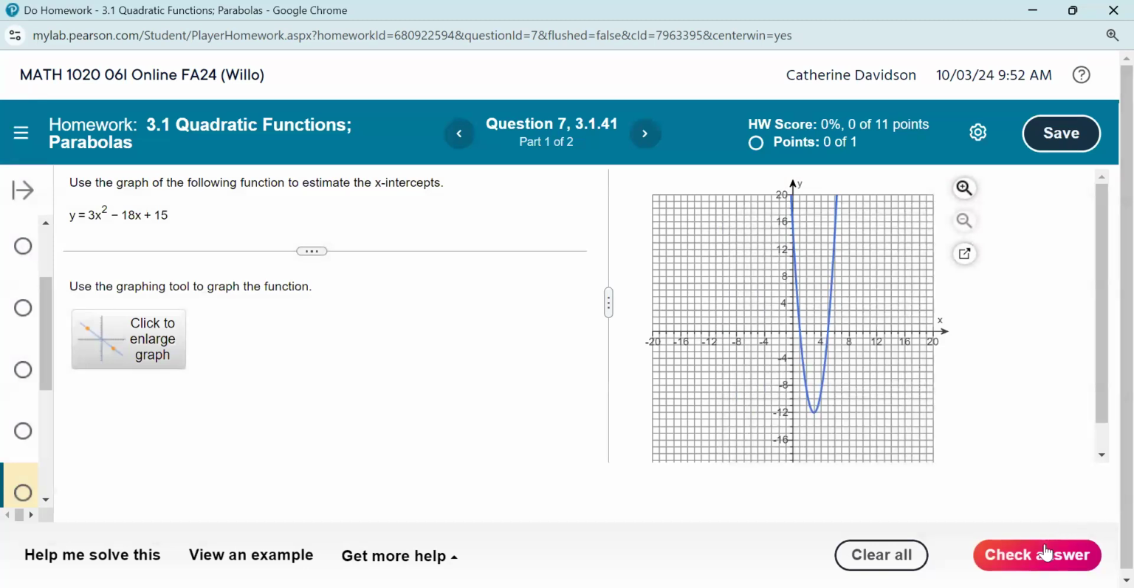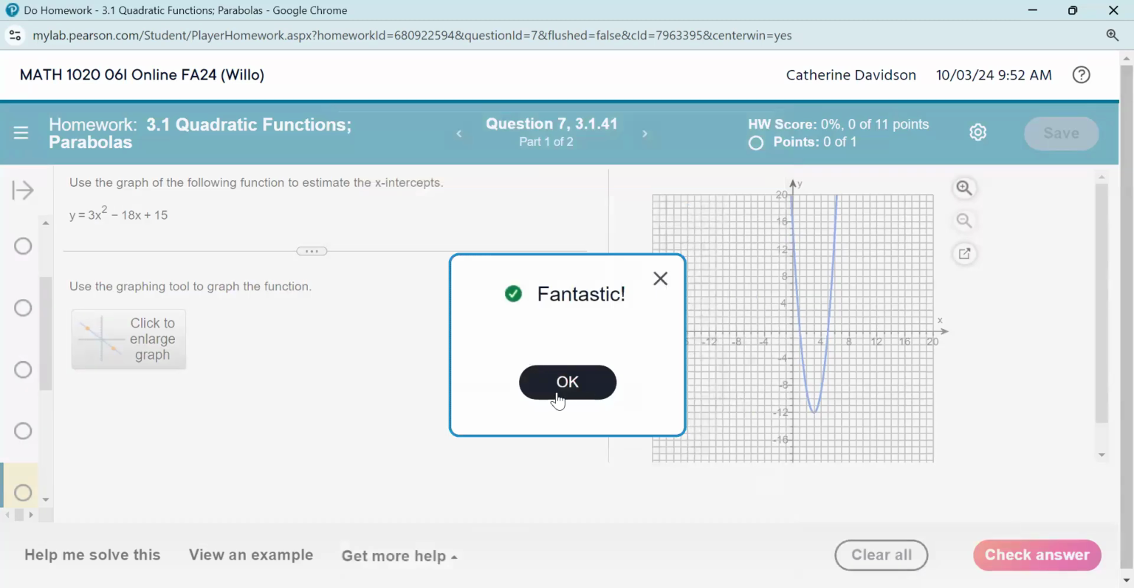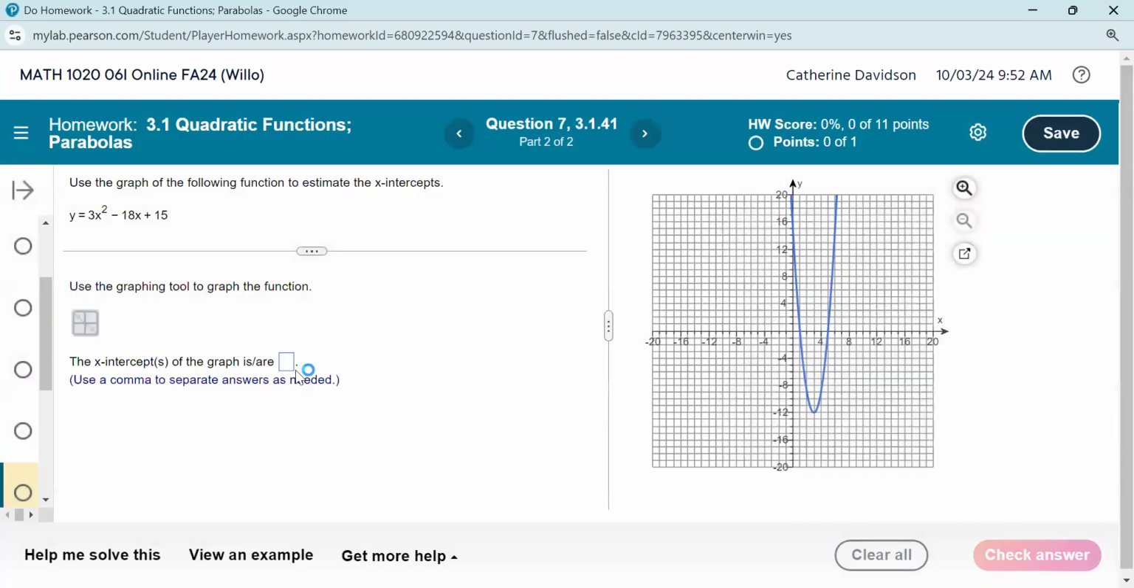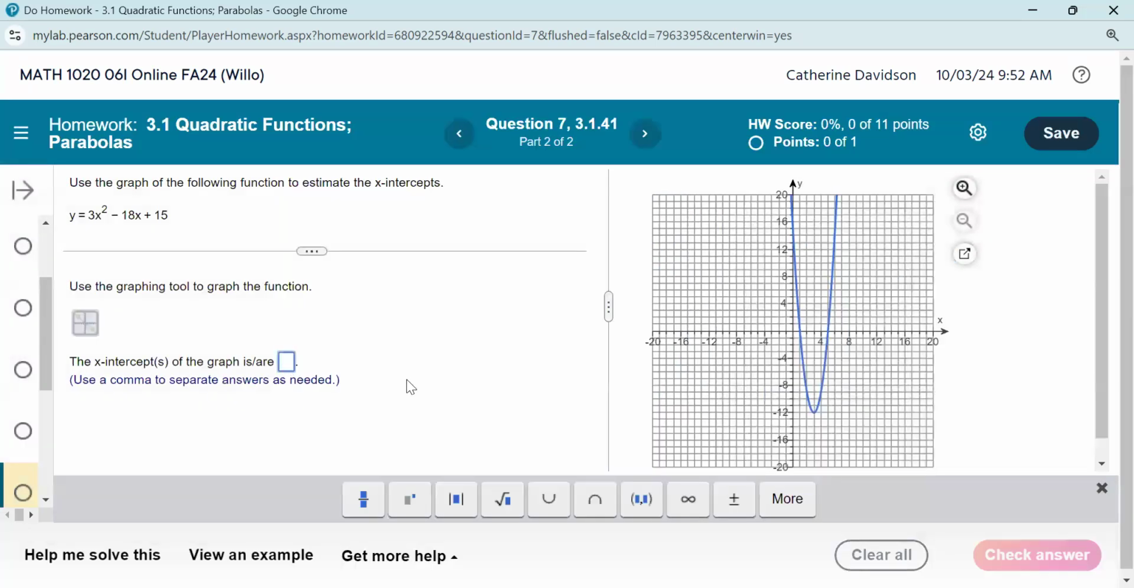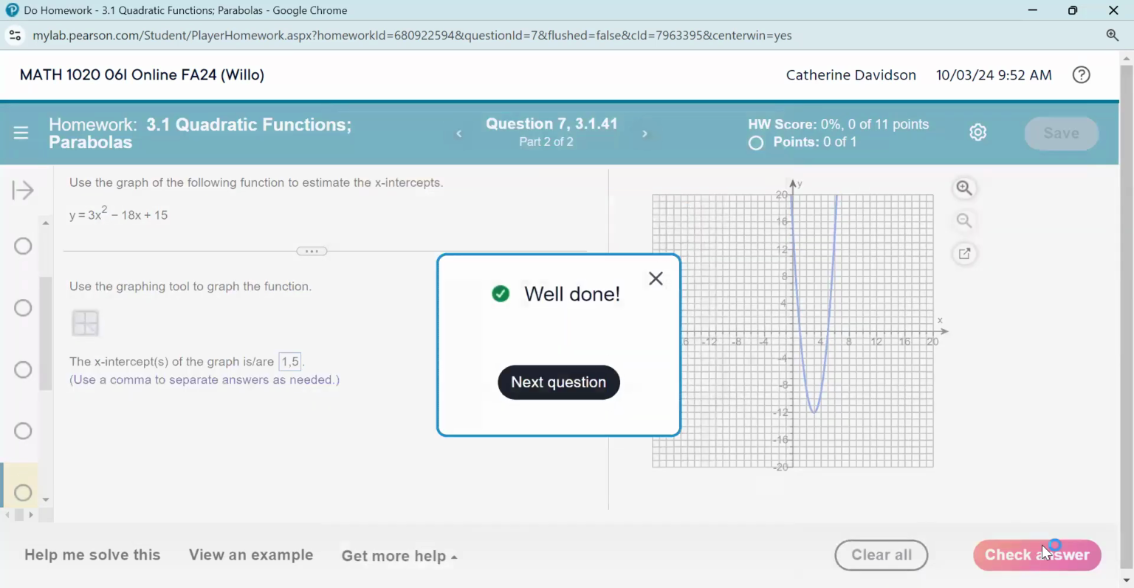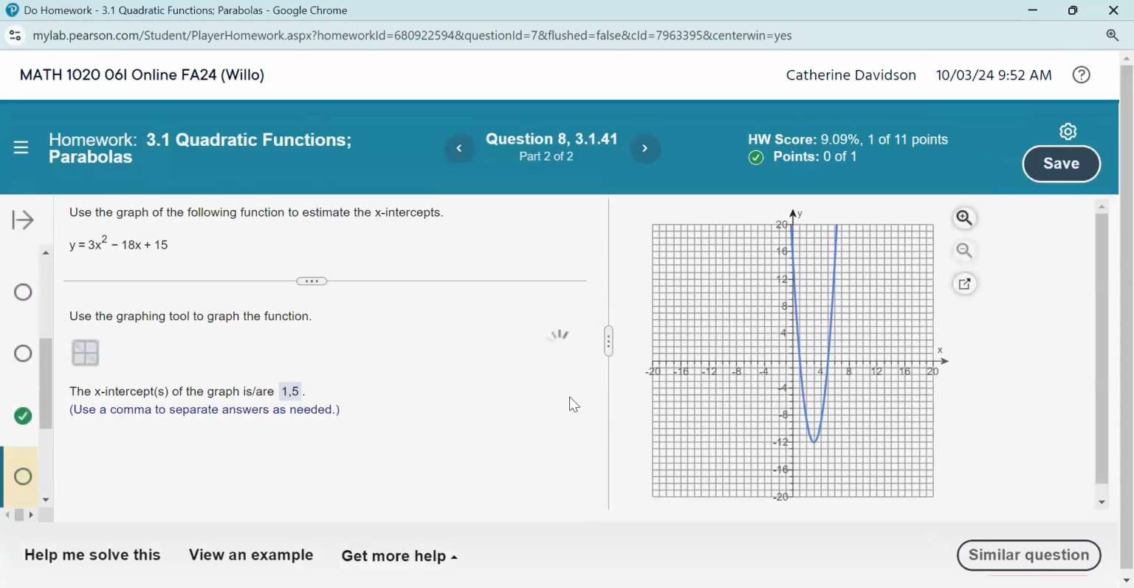So save, check answer. Now it wants to know what the x-intercepts are. So I want to pop this out. And I see it's crossing at 1 and at 5 on the x-axis. It's not an ordered pair. It's two separate answers.